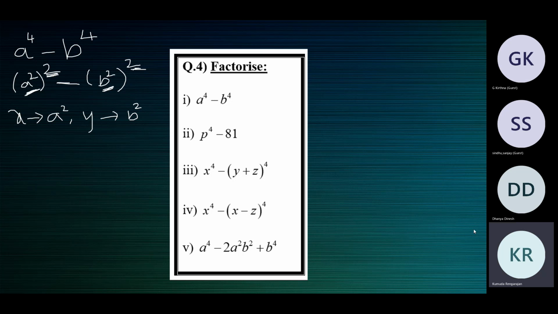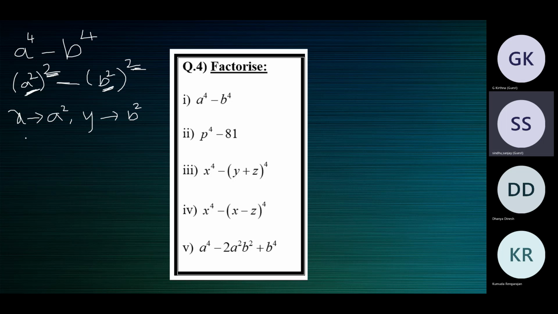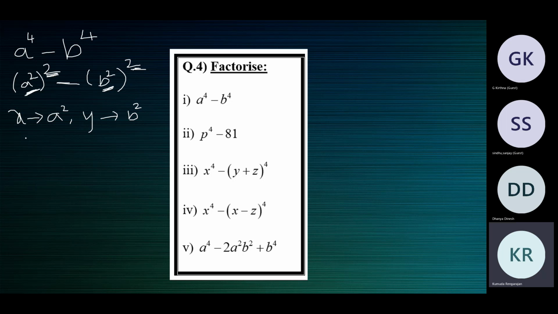So now, when the expression looks like x square minus y square, what are the factors? What do you have on the other side of the identity? What is x square minus y square? X plus y and x minus y, ma'am. X plus y into x minus y. We'll write x minus y first. So see here, x minus y. X is this one, a square. Minus y, minus b square.